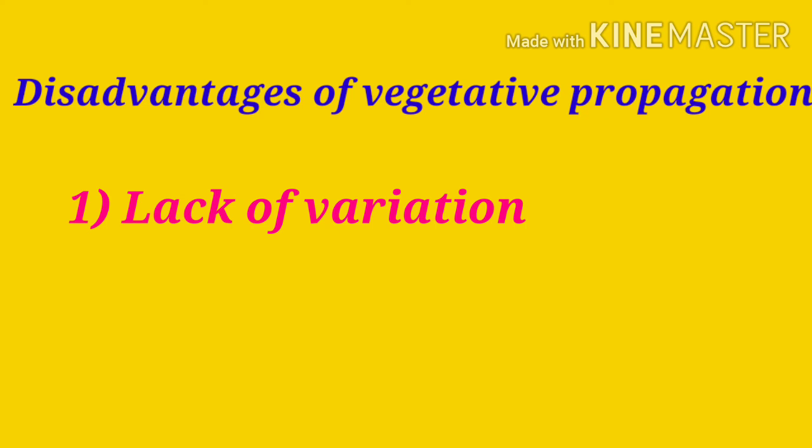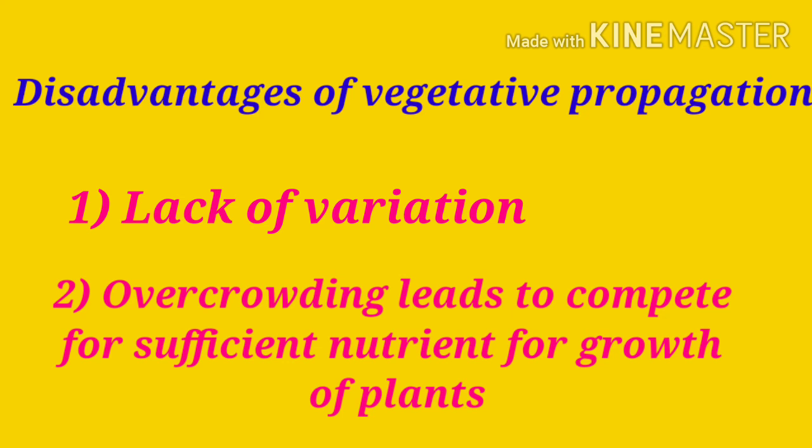The second disadvantage is it leads to overcrowding, means it allows a plant to produce a large number of offspring in a short period of time. So when a lot of plants develop in a very small area of the soil, then they cannot get proper or sufficient nutrients and light for their growth. So this is all about asexual mode of reproduction.